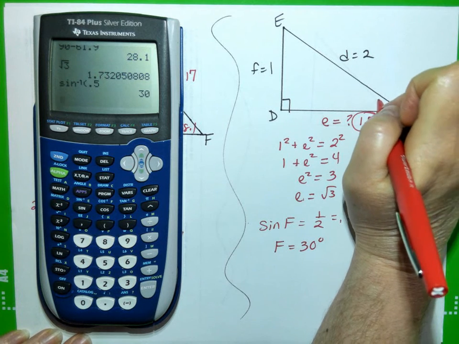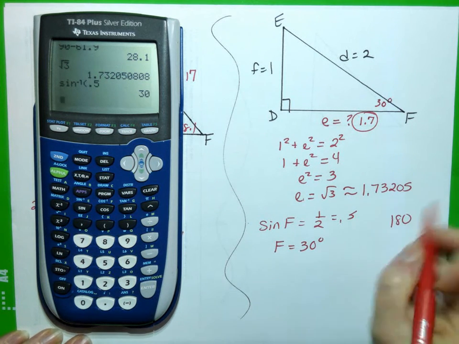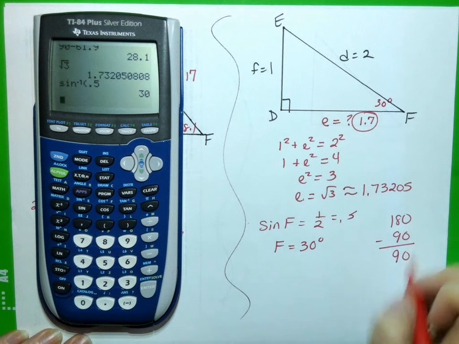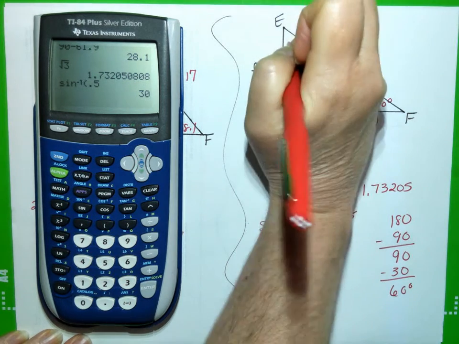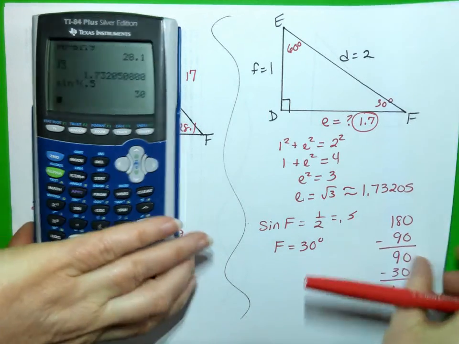Well, if F is 30 degrees, and I have 180 degrees to start with, I take 90 out for the right angle, that leaves me 90. I take 30 out for angle F, that leaves me 60 degrees for angle E. Not so tough. Let's do one more.